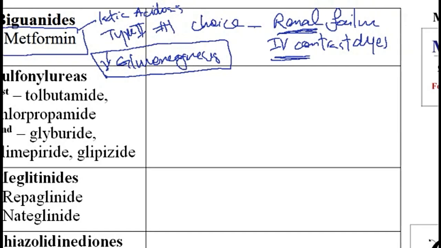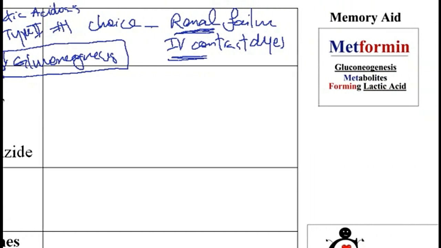Here is a memory aid that you can use to memorize the function of metformin. Met and formin, so met and formin goes for here. Decreased gluconeogenesis is the main mechanism of function of metformin, and then the main complication is the formation of lactic acid in these patients. So gluconeogenesis metabolites forming lactic acid. So metformin can be used as a memory aid for the function of metformin.